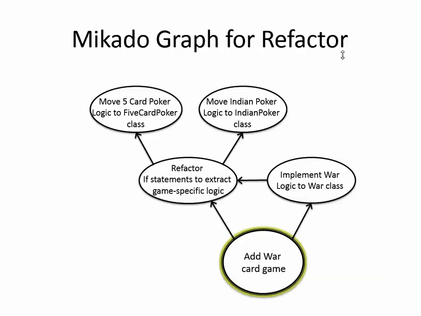So if I were doing the Mikado game, the big change I want to do is add the War card game. But now I'm starting to see enough instances that I want to refactor my code. So I want to implement the War logic into a class, but I need to refactor the if-then statements to get classes out. And so again, my Mikado method would look something like this. And then of course, once I go up to here, there may be other things that would spit out above that, and that would be developed on tests and stuff like that.